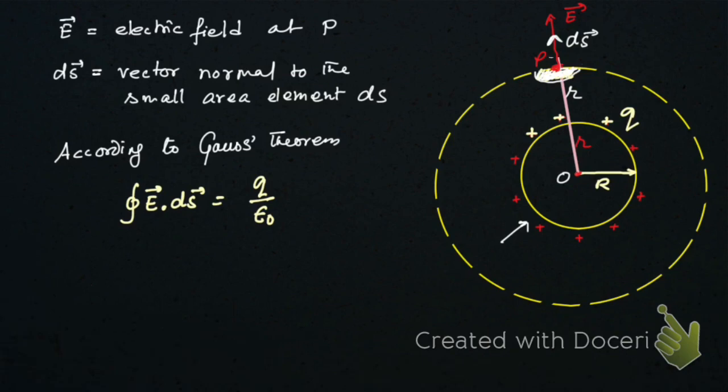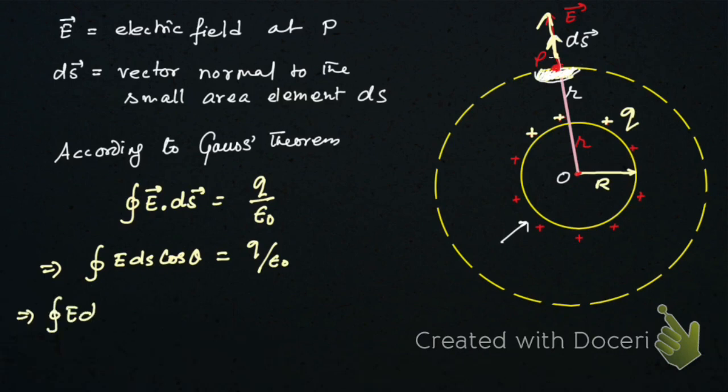So now you see, the dot product of two vectors E and ds will be E ds cos theta, equal to q by epsilon naught. Now the theta is the angle between E vector and ds vector, and that will be 0 in this case, right? Let me write one more step: if theta is equal to 0, then cos 0 is 1, so we can write integration E ds.